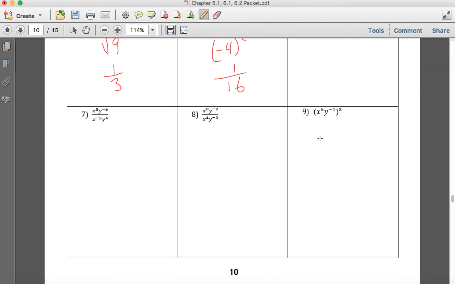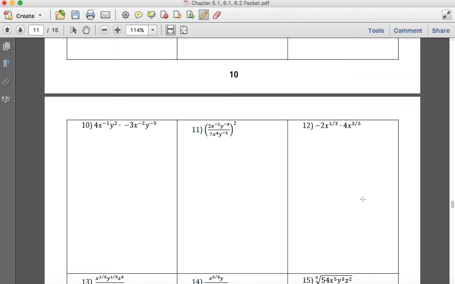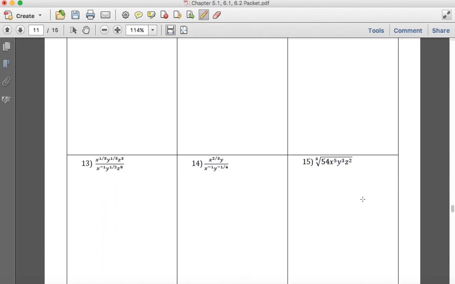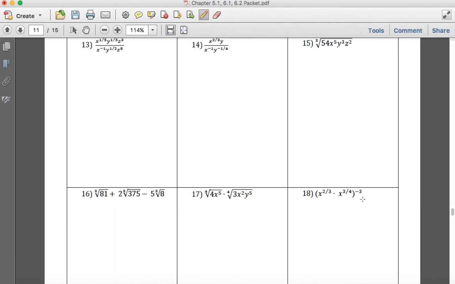Number 9. That's x to the 15th, y to the negative 3rd, x to the 15th over y to the 3rd. Let's go with number 13.